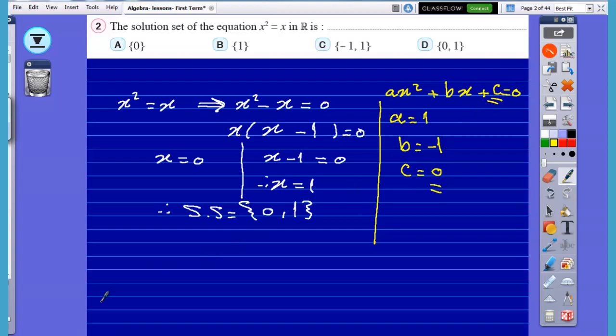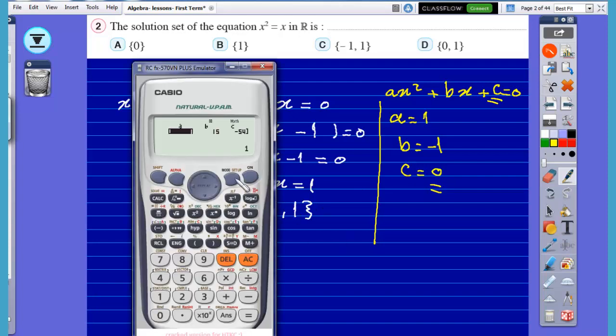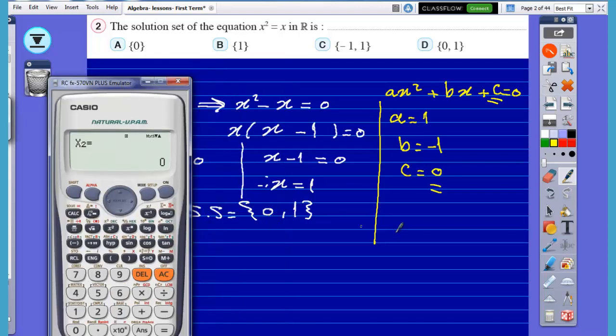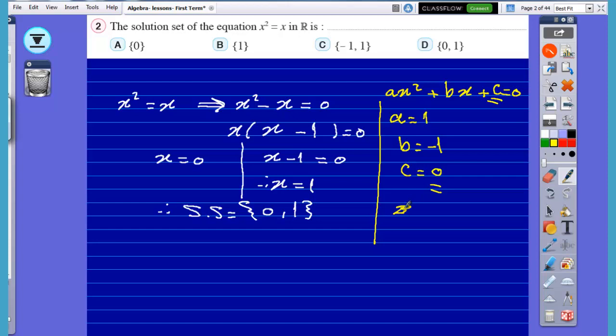Here c is the absolute term, which equals 0. And now go to the calculator. We have x1 equals 1 and x2 equals 0, and then you can write the solution set as 0 and 1. Solution set equals 0 and 1 from the calculator.